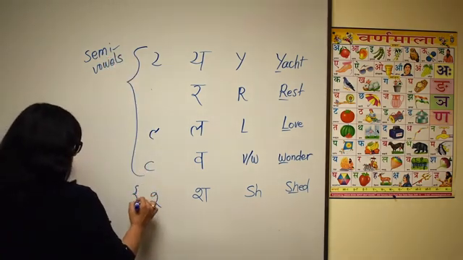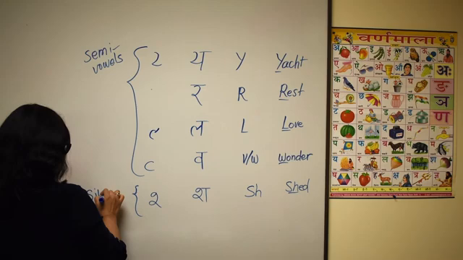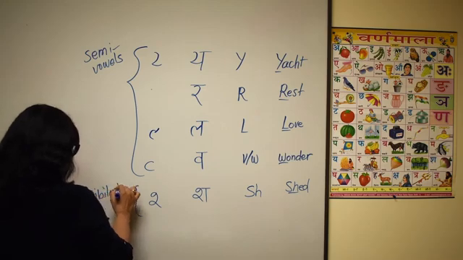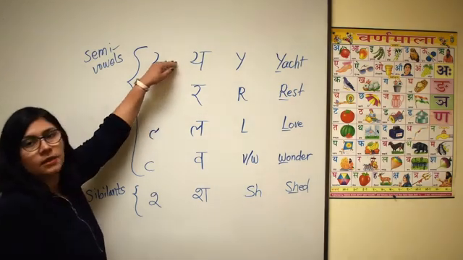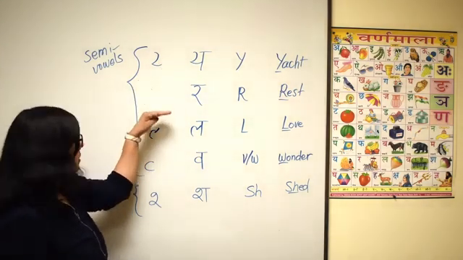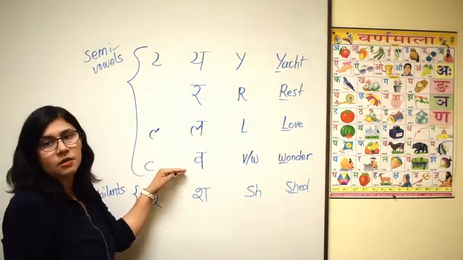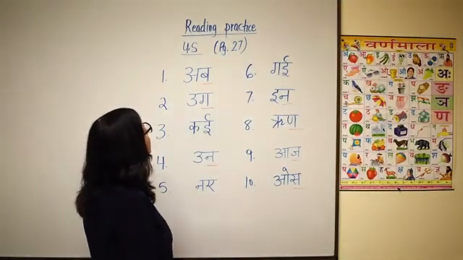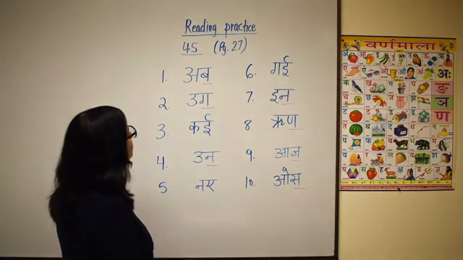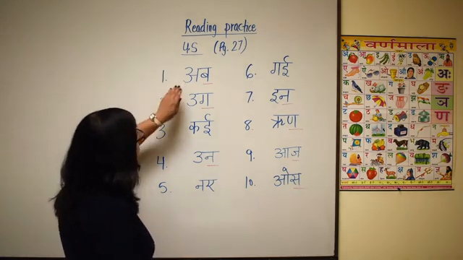This is a start of our sibilants. They're just a handful. Okay. And just to review, ya, ra, la, va, sha. Okay. So on to the reading practice 4.5, page 27 from the PMP.